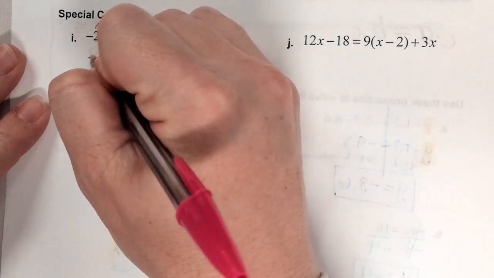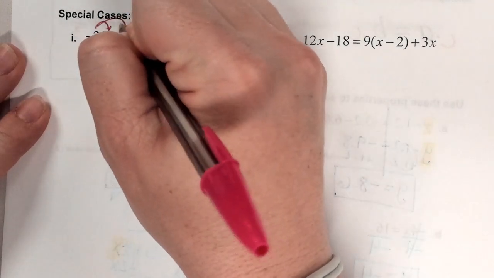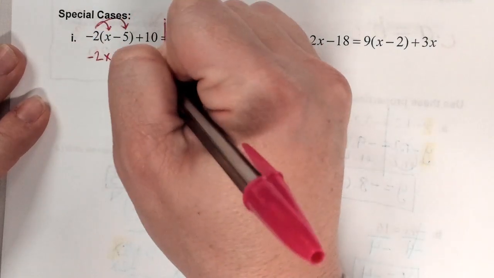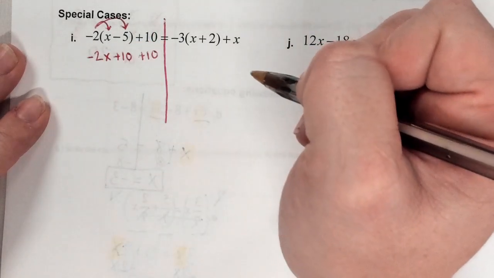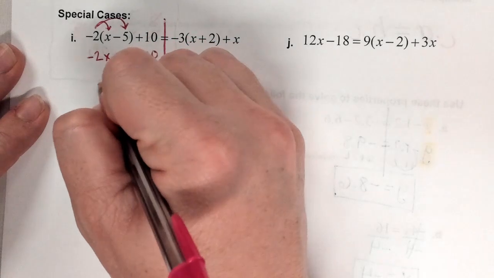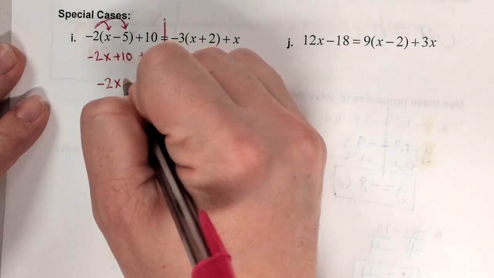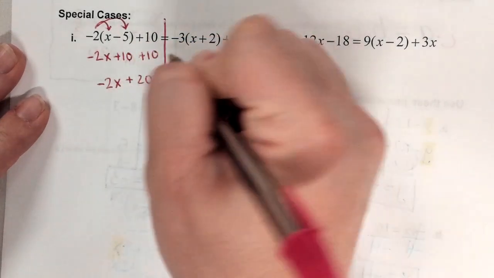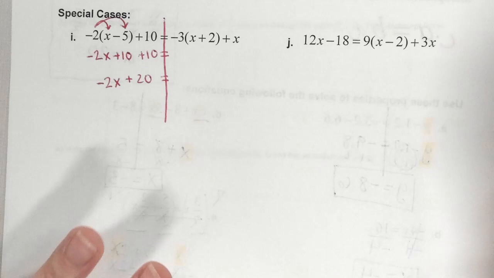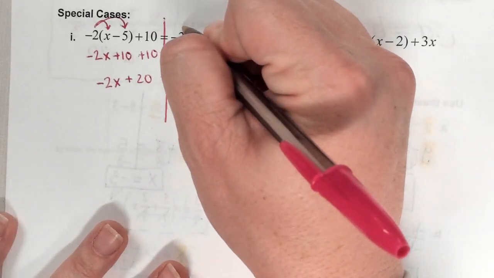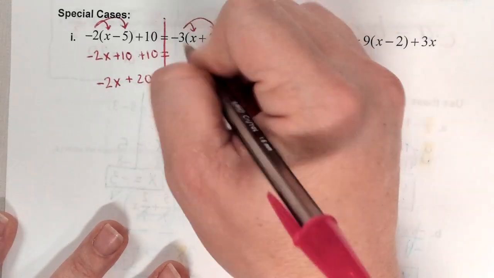So first things first, we're going to distribute, and I get negative 2x plus 10, and then I bring down that plus 10 on the outside. Can that still simplify? Yeah, what combines? Yeah, what's 10 plus 10? Okay, so the left side's fully simplified now, right? What do I do on the right side? Distribute.